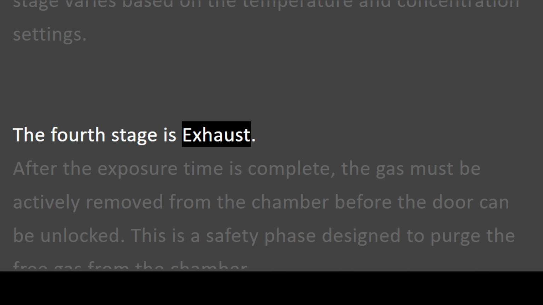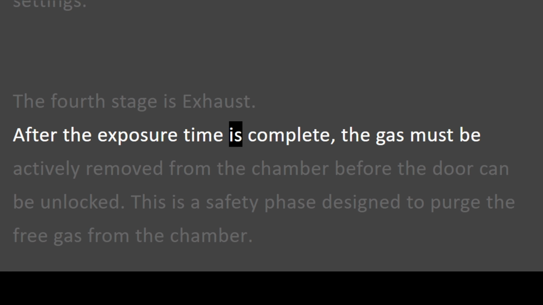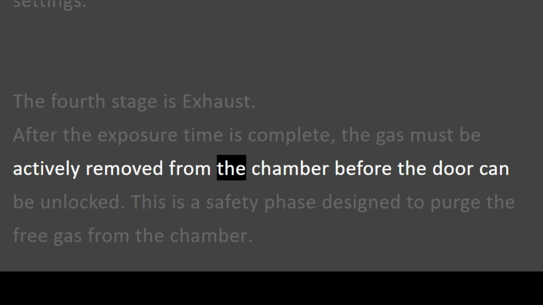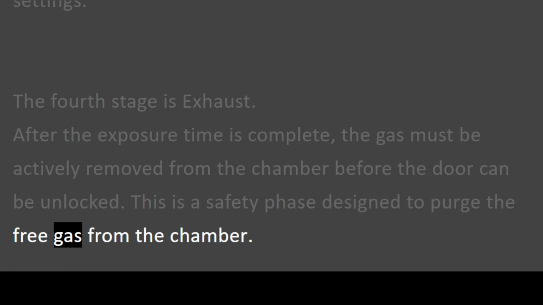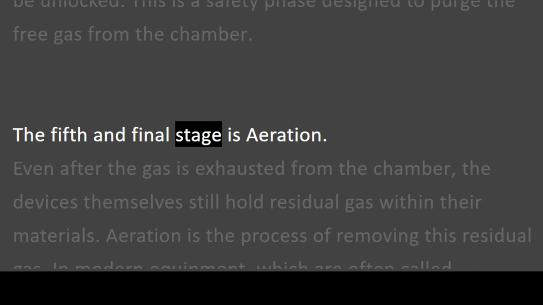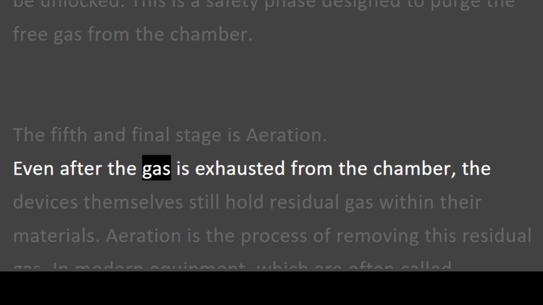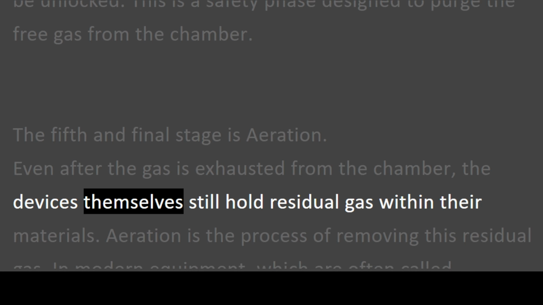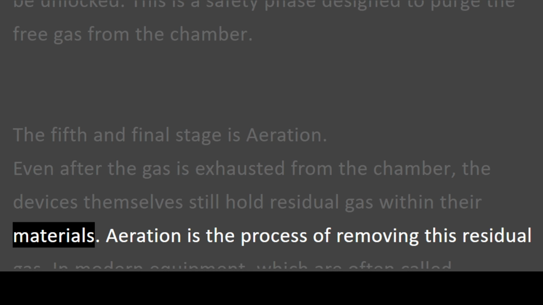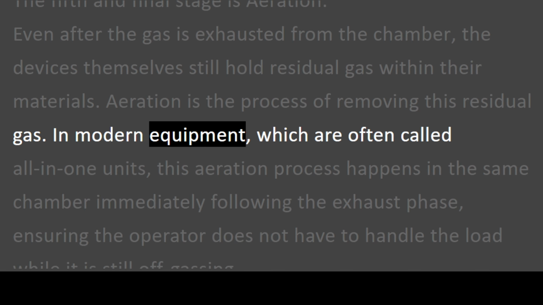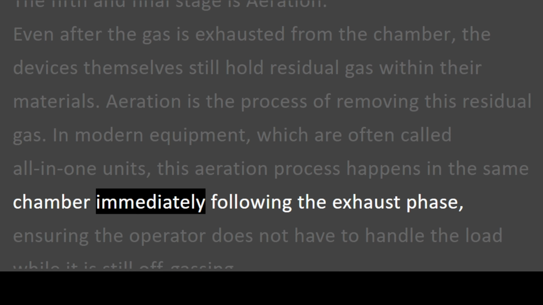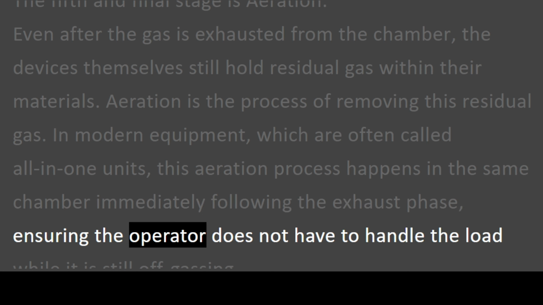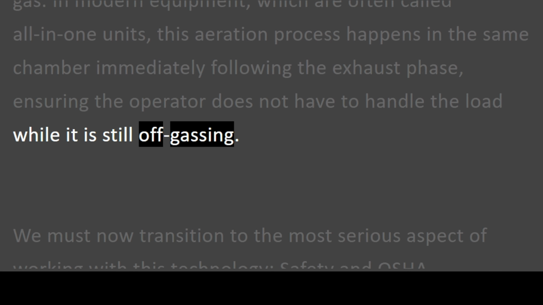The fourth stage is exhaust. After the exposure time is complete, the gas must be actively removed from the chamber before the door can be unlocked. This is a safety phase designed to purge the free gas from the chamber. The fifth and final stage is aeration. Even after the gas is exhausted from the chamber, the devices themselves still hold residual gas within their materials. Aeration is the process of removing this residual gas. In modern equipment, which are often called all-in-one units, this aeration process happens in the same chamber immediately following the exhaust phase, ensuring the operator does not have to handle the load while it is still off-gassing.